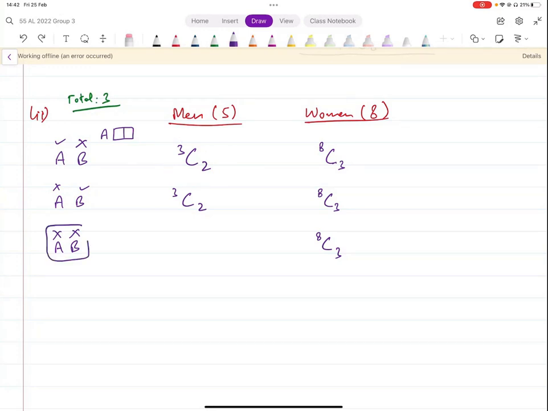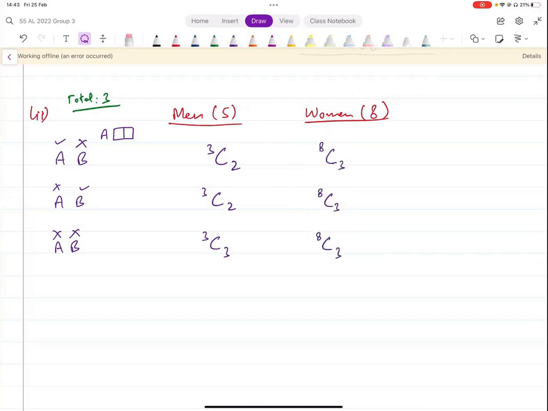Now, in the third case, you don't want A, and you do not want B. You don't want any of them in the committee. दोनों आपके committee में नहीं है. अब उन दोनों को निकाल दिया. कितने लोग रह गए? You only left with three people. जैसे बाकी three में से आपको three choose करना है. 3C3. ठीक है? So now this is what you have.